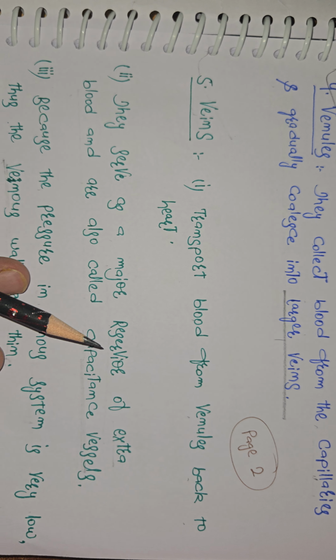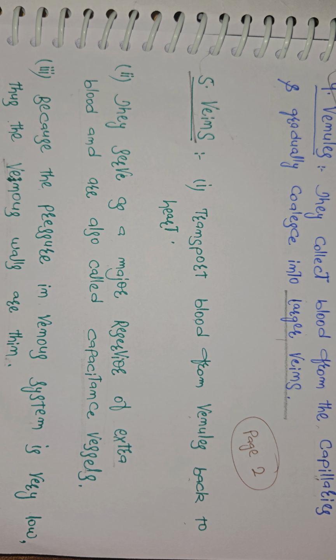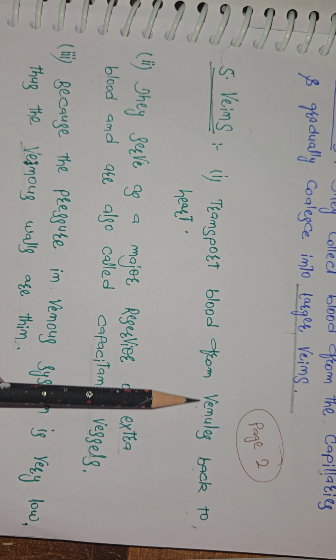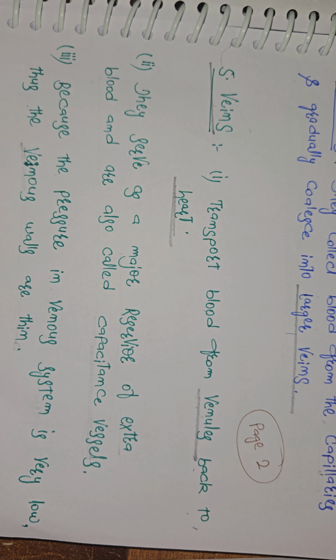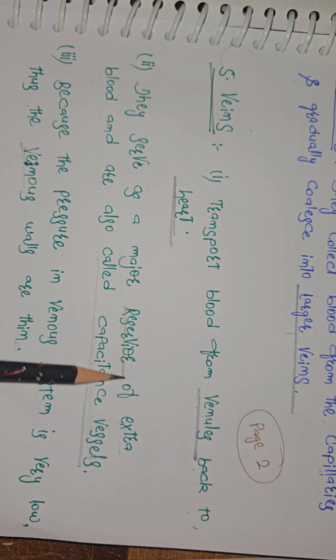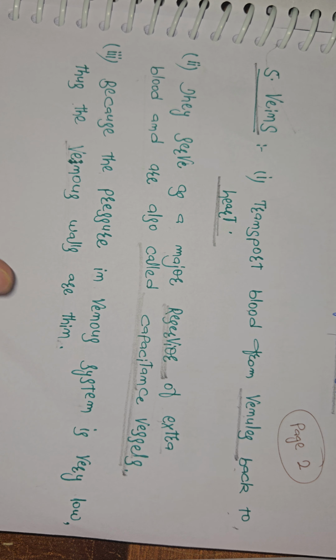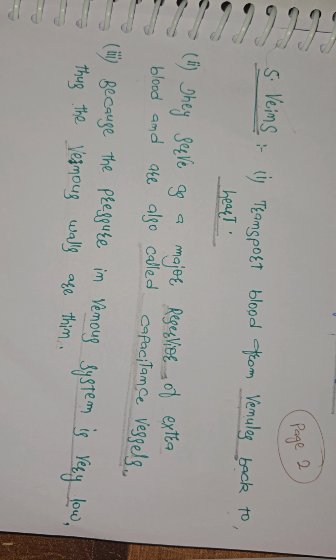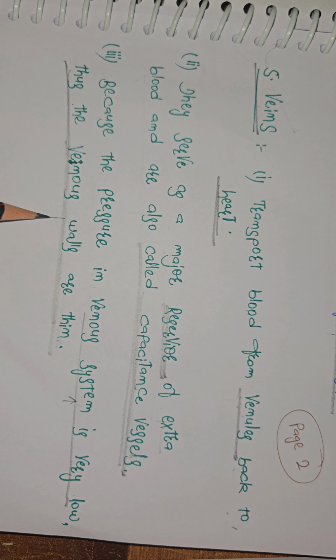Now the last blood vessel, that is veins. What is the function of veins? They transport blood from venules back to the heart. They serve as a major reservoir of extra blood and are called capacitance vessels. Since they act as a reservoir, they are called capacitance vessels. Because the pressure in the venous system is very low, the venous walls are very thin.